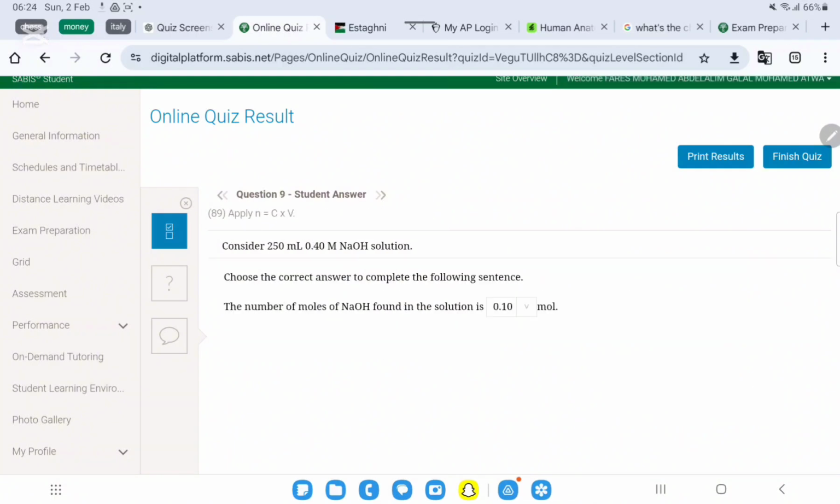Consider 250 milliliters of 0.5 molarity NaOH solution. The number of moles of NaOH found in the solution is, so we know n equals CV, and the concentration is 0.4, volume is 250 milliliters, we want that in liters, we divide by 1000, so 0.25. We multiply 0.4 times 0.25, you get 0.1.